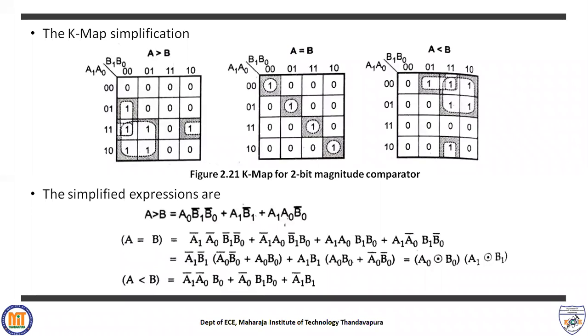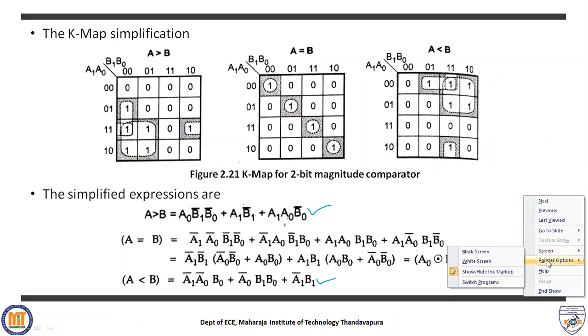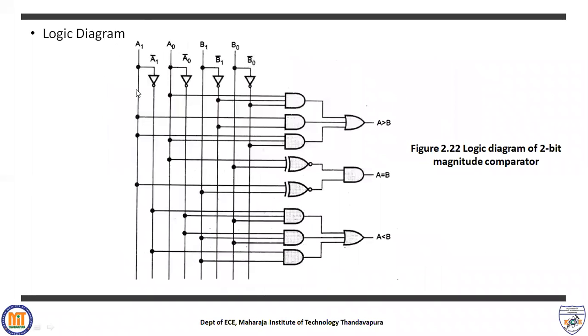Okay, once you have noted this down, next is to implement these final expressions using the logic gates or the basic gates. How the circuit diagram will be, we will look at now. So this is the complete logic diagram for a two-bit magnitude comparator.